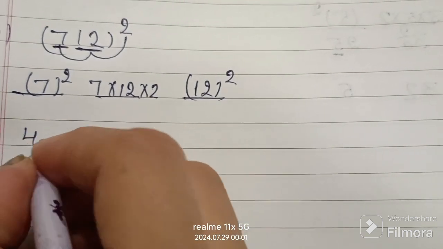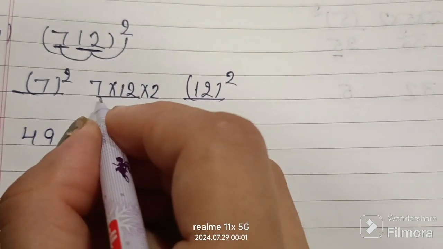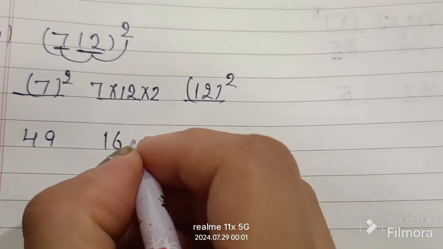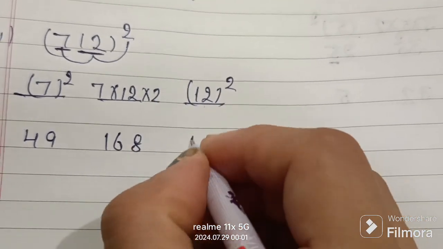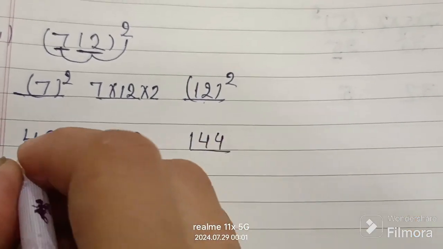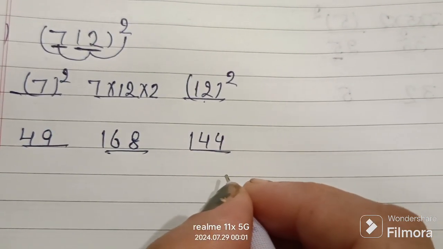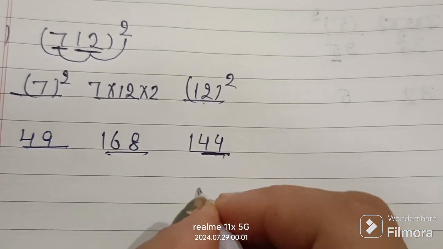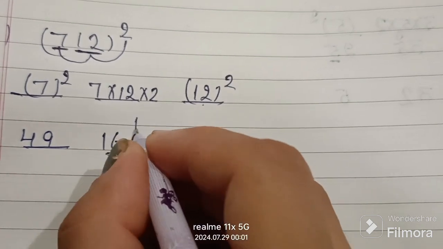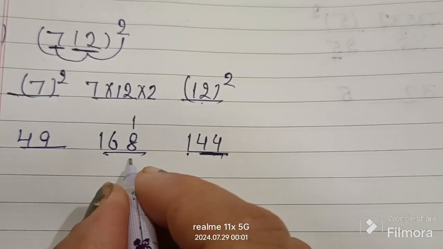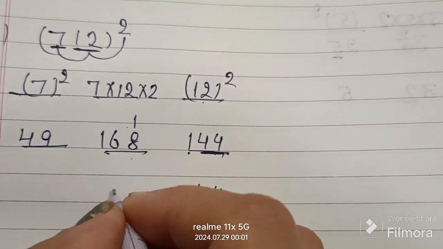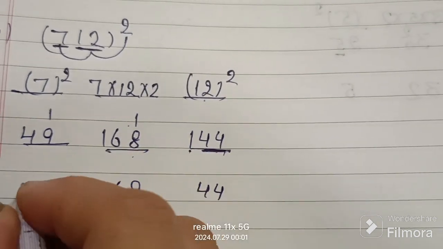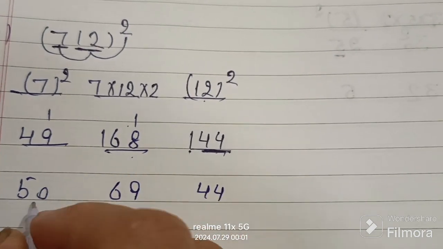7 squared is 49. 12 times 7 is 84, and 84 times 2 is 168. 12 squared is 144. As I told you earlier, I can write only 2 digits in each part. So 44 is as it is, 1 is carry over to the next part. 168 plus 1 is 169. 69 is here, and 1 is carry over to the next part. 49 plus 1 is 50. That's all. It is your answer.